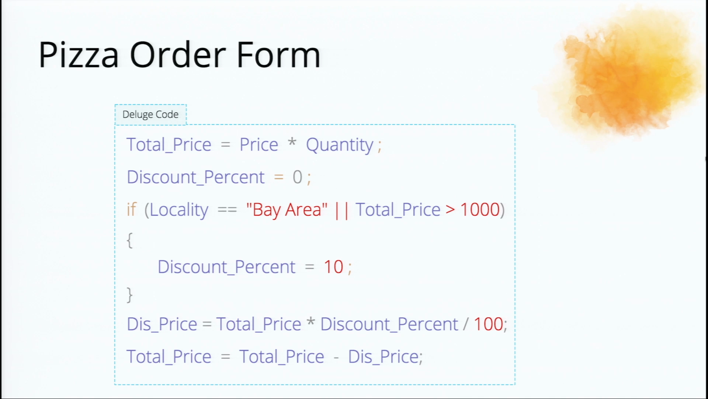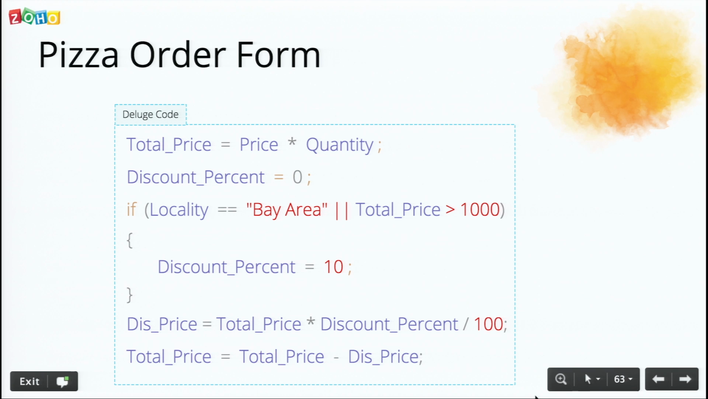So you'll get a total price. I've calculated the total discount price. Say, for example, if it is $1,000, you'll get a discount price of $100, of 10%, right? And then you will subtract that from the total price. So the total price becomes $900. Here I've used a combination of all the things which we have learned till now.